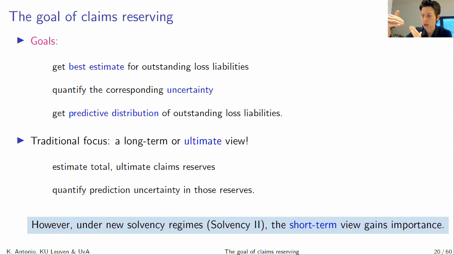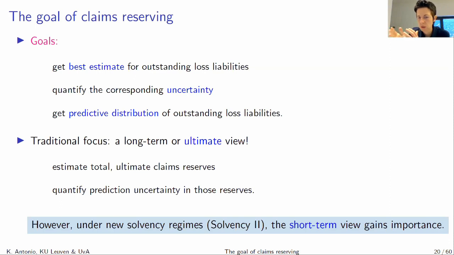So then we're going to simulate a new diagonal, the next diagonal, and we're going to see, if we have this simulated extra diagonal available, how do our predictions for the outstanding loss amount change? We call that the claims development result. And it's this claims development result, in combination with the cost of capital reasoning, that we're going to use to determine our risk margin in a Solvency II context.